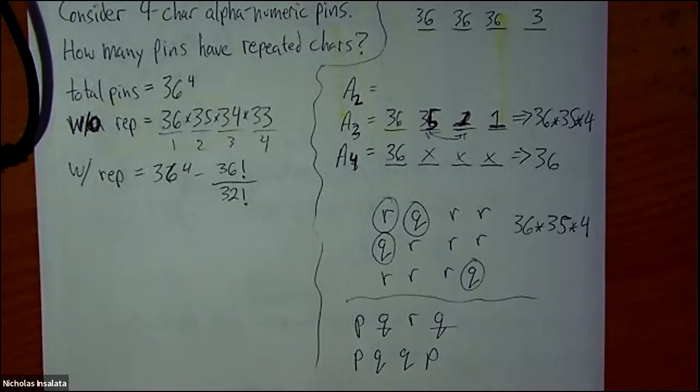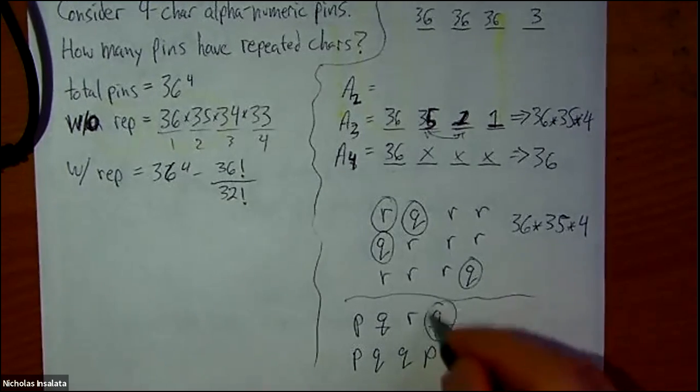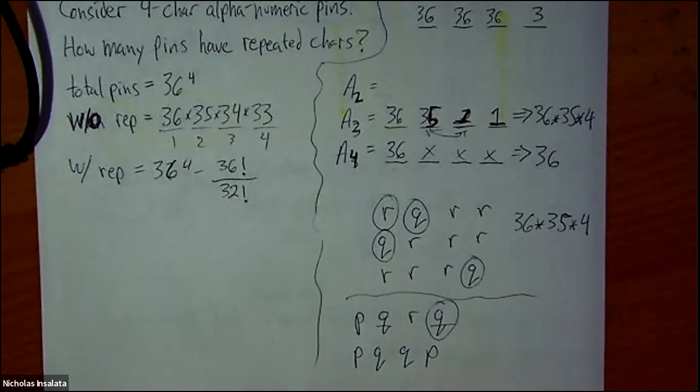Well, let me give you a little hint. What if I went about it this way? What if I said, okay, I'm going to pick 3 different characters, so P, Q, and R, and then the position of the repeated one, the position of this guy. Well, if I did it that way, that would exclude all of the 2 pair ones, because if I pick 3 different things, how could I have 2 pairs? So if I counted it that way, it would exclude 2 pairs.